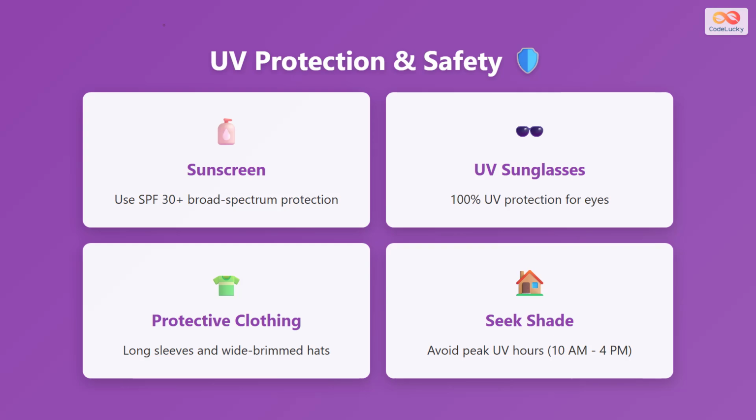Protecting yourself from harmful UV radiation is essential for maintaining health. Sunscreen is the first line of defense. Use broad-spectrum sunscreen with an SPF rating of 30 or higher, which protects against both UVA and UVB rays. Wear sunglasses that offer 100% UV protection to shield your eyes from damage. Protective clothing, such as long-sleeved shirts, pants, and wide-brimmed hats, provides a physical barrier against UV rays. Finally, seek shade and avoid prolonged sun exposure during peak UV hours, typically between 10 a.m. and 4 p.m., when the sun's rays are strongest and most direct.